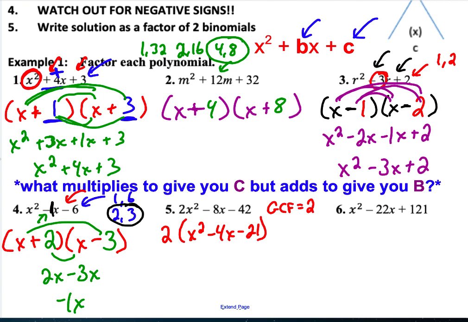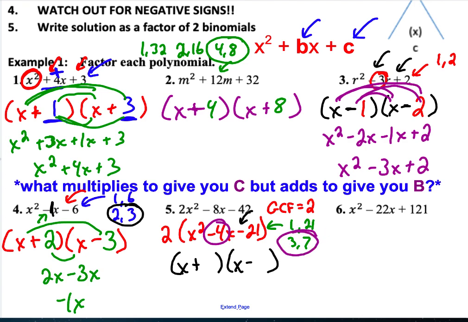Okay? So now I focus on just what's in my parentheses. The last term is a negative, so that tells me my signs are going to be different. X plus something and x minus something. I need something that's going to give me 21. Well, I can do 1 and 21. I could do 3 and 7. Because they have different signs, I know they got subtracted from each other and got me a negative 4. So which pair could I subtract and get a negative 4? Well, that's got to be my 3 and my 7.